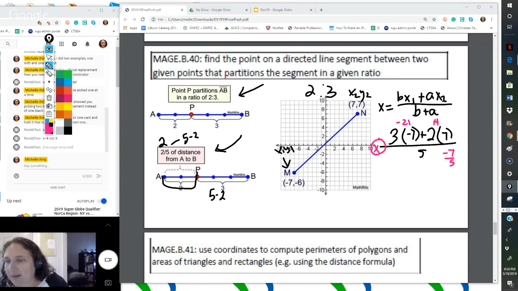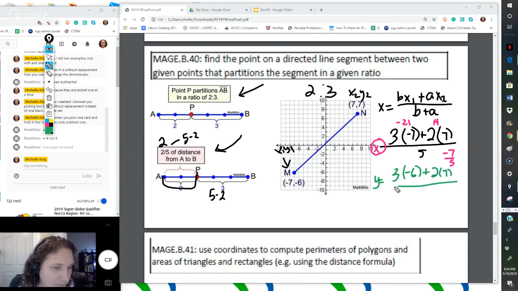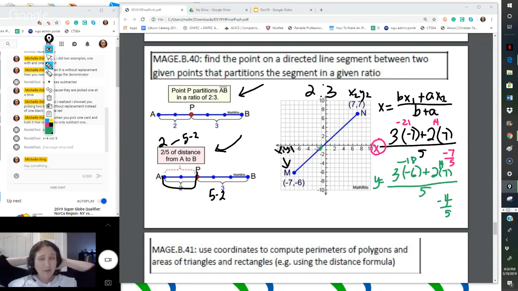And then my y. So I've got 3 again. This time I'm going to use my first y. 2 again, using my second y. All over 5. -18 plus 14 gives me -4/5. So it's going to be -7/5, -4/5, about right there would be my point. It's okay if you're going to get fractions and decimals. I expect you probably will, only because it's a DOK 2, unless they decide to be generous, which they might, but I'm not so sure.